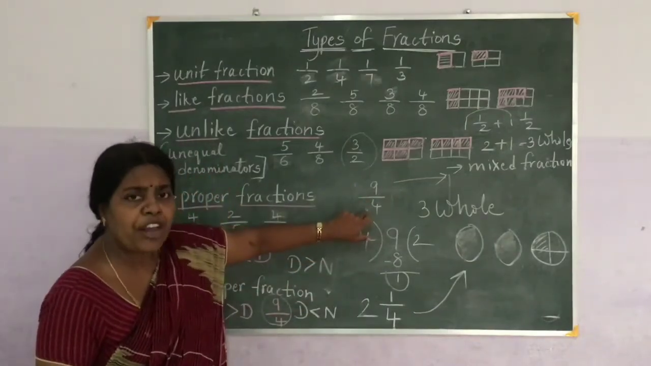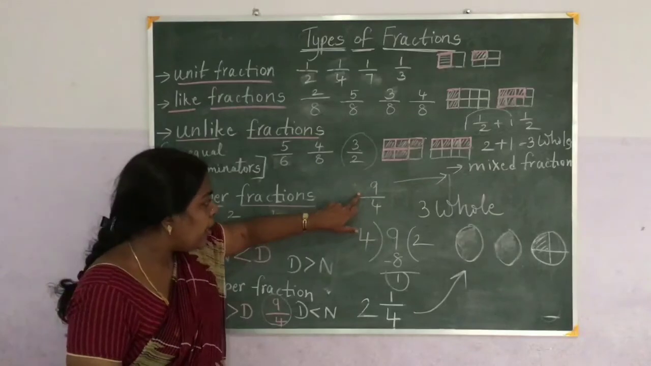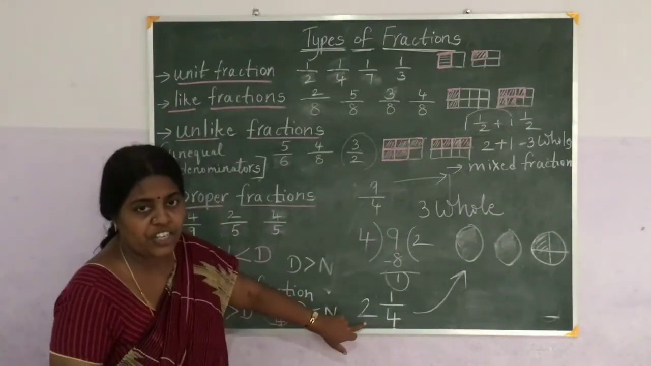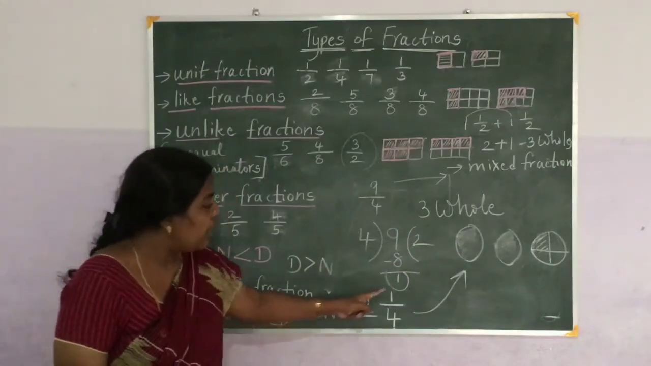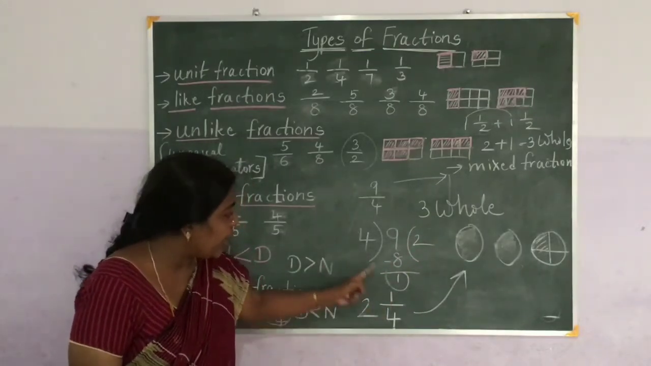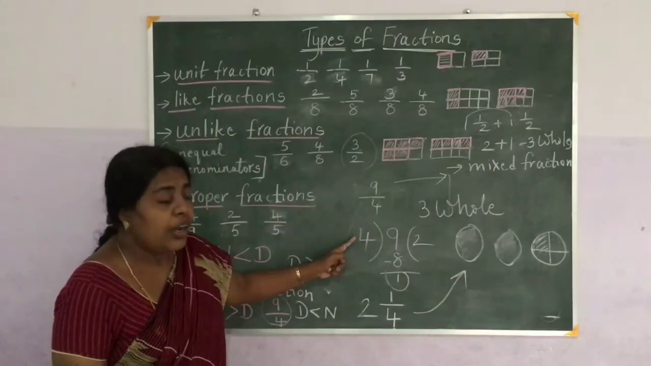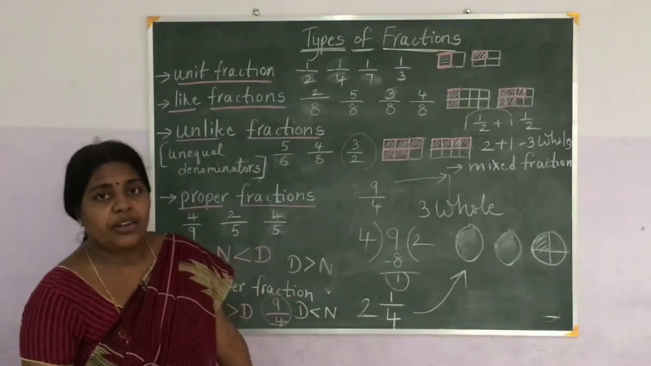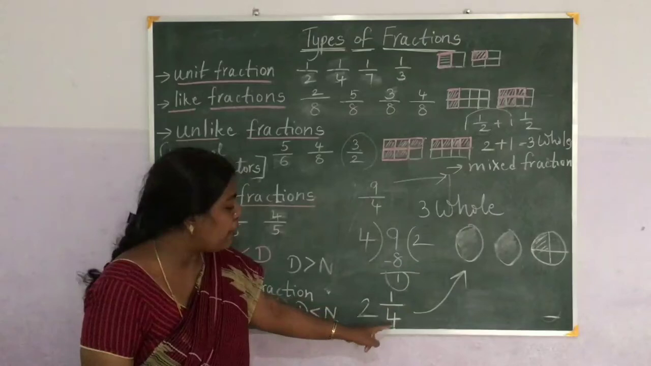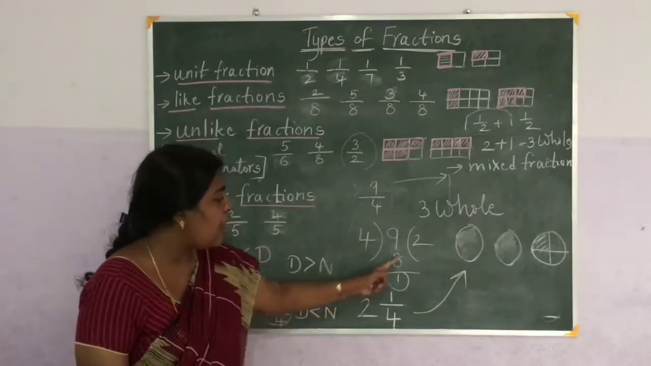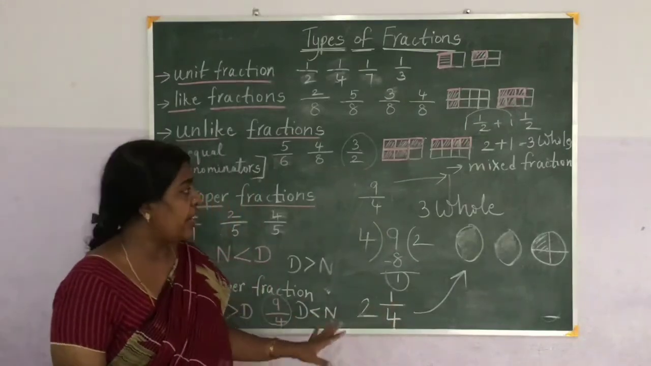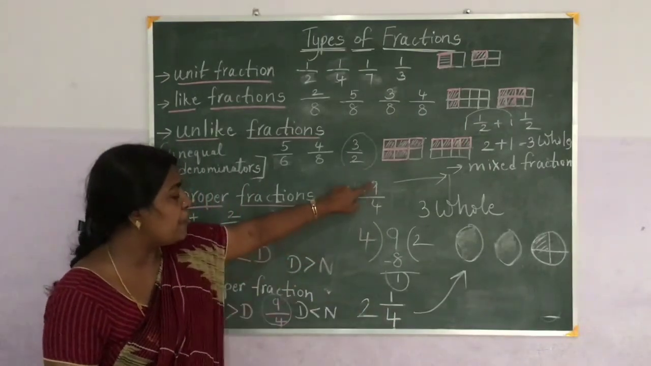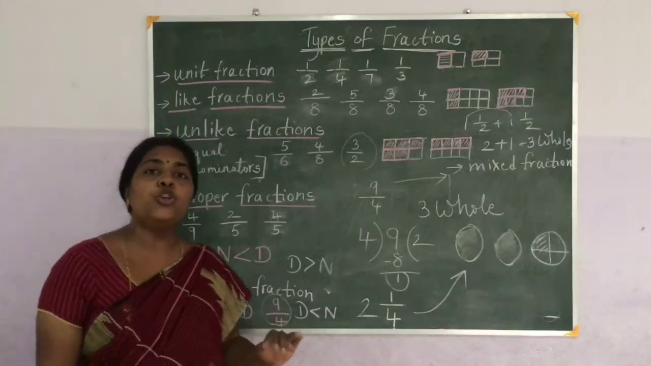Any improper fraction I give, you can convert into a mixed fraction. The quotient becomes the whole number, the remainder becomes the numerator, and the divisor becomes the denominator. So in 2 1 by 4, 2 is the whole number, 1 is the numerator, and 4 is the denominator. So the mixed fraction for 9 by 4 is 2 1 by 4.